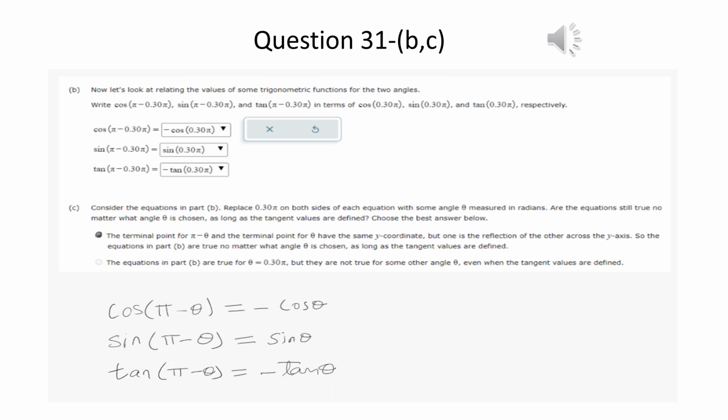Okay, now consider the equation, part B. The terminal point pi minus theta and the terminal point theta have the same y coordinate, therefore the sign is positive. One is the reflection of the other across the y-axis, and part B is true no matter what angle theta is chosen, as long as the tangent values are defined. This is clear.